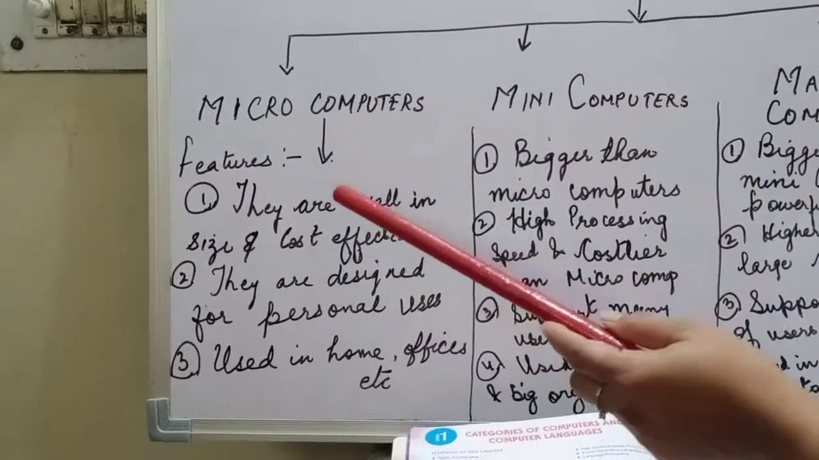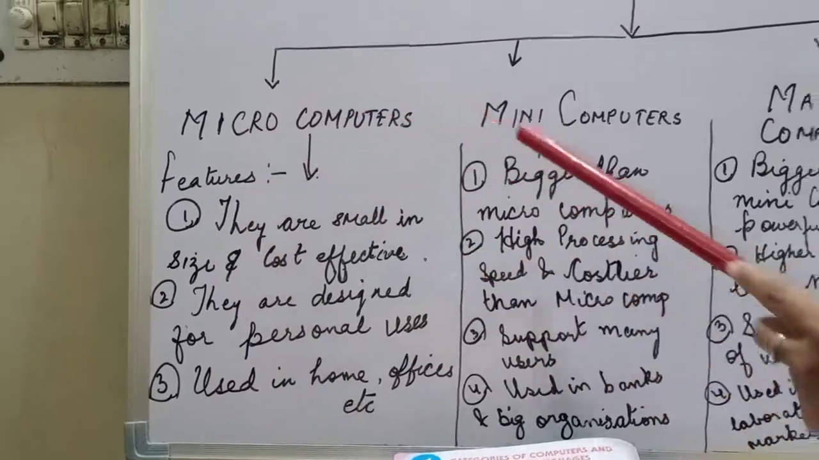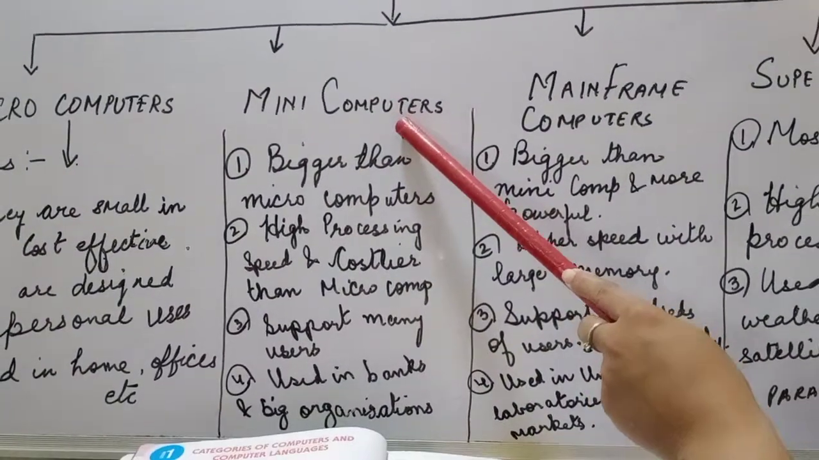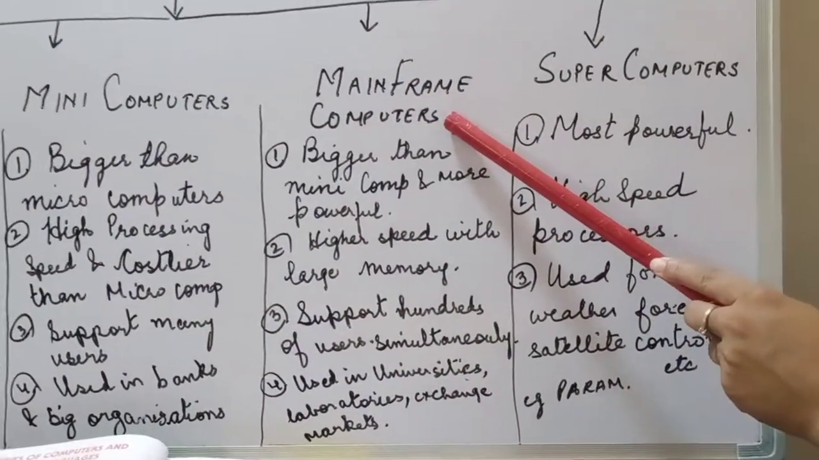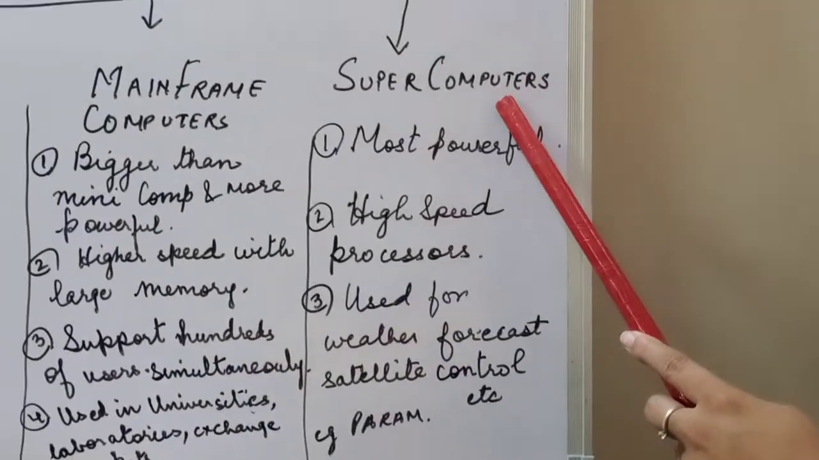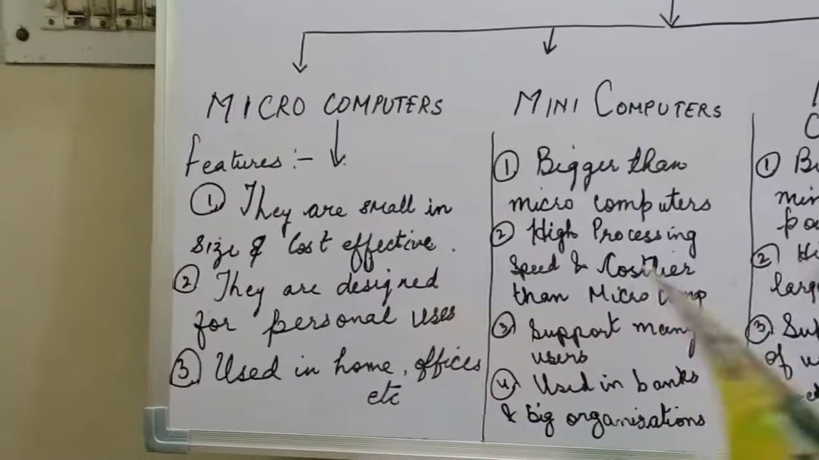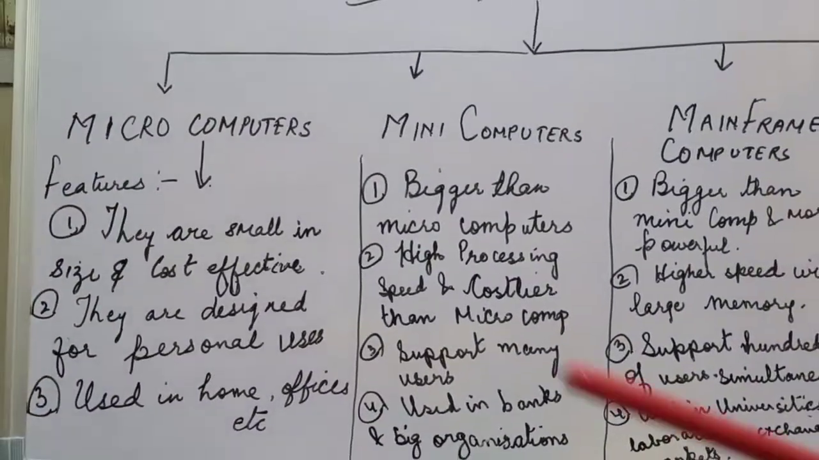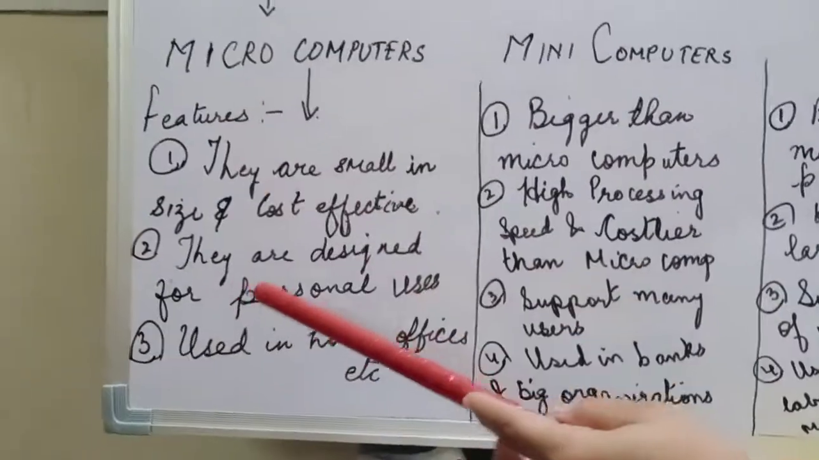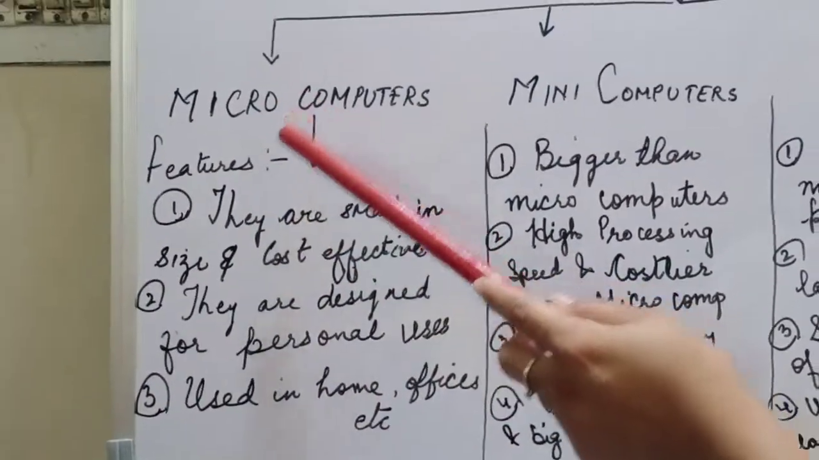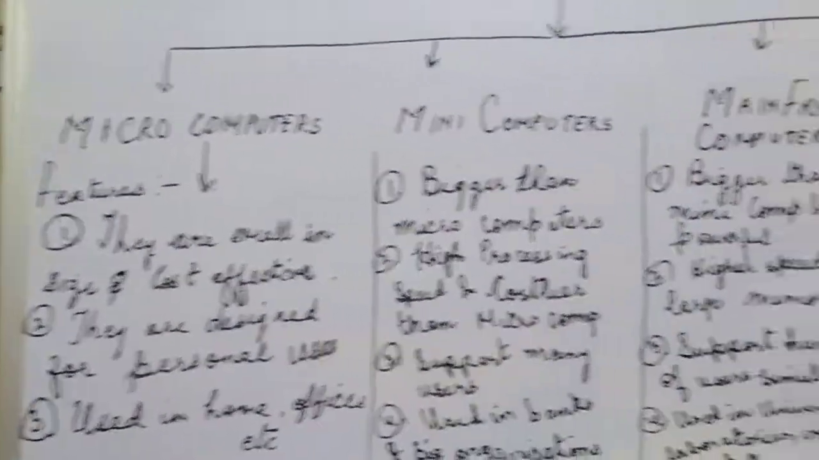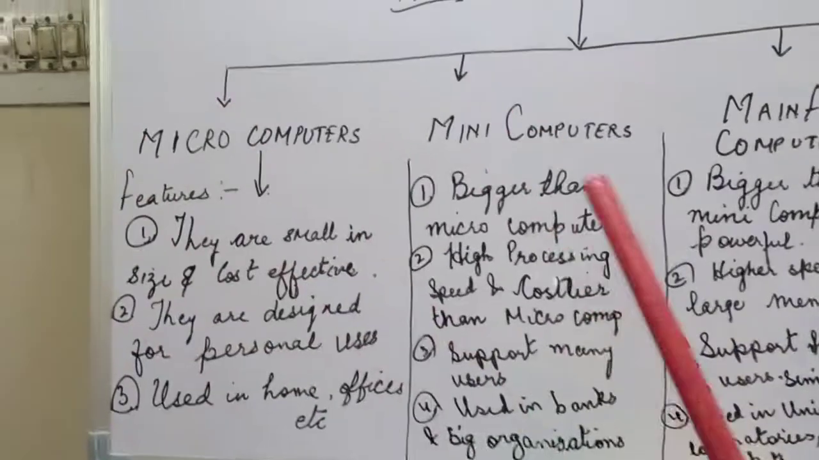As you can see here, the first is microcomputers, second is mini computers, third is mainframe computers and the fourth is supercomputers. I have laid down the features over here if you can see. So we'll read the different features of different types of computers. In that way it will be clear to you.